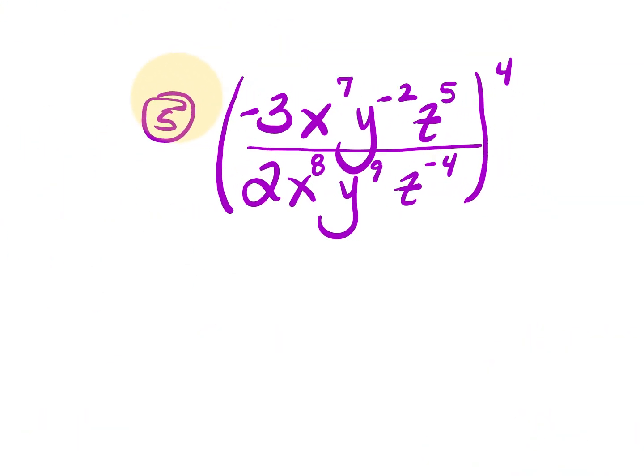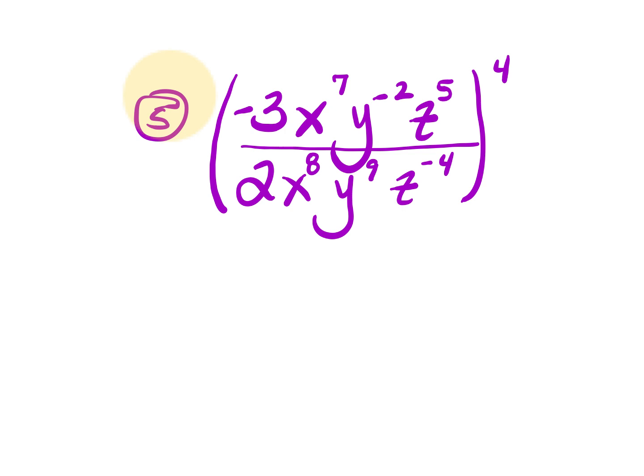All right, let's do number 5. 5 is similar, but we may want to simplify inside the parentheses first before we distribute our exponent. It'll make the numbers a little bit smaller, so just simplify what you can. So remember, we can only combine them if they have the same base, so I can combine the x's together, I can combine the y's together, and then I can combine the z's together. When we're dividing, what do we do to the exponents? Subtract the exponents. Can I combine the numbers? Can I simplify negative 3 over 2? No, so I'm just going to leave it as negative 3 on top and 2 on the bottom.